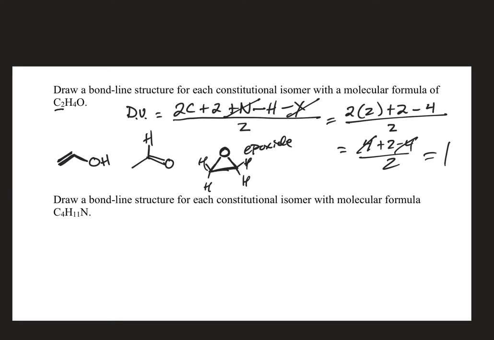All right, next we have: draw a bond line structure for each constitutional isomer with molecular formula C4H11N. So for this, we have 2 times the number of carbons plus 2 plus nitrogen minus hydrogens, and then we don't need to include the halogens. So we get 8 plus 2, and we have obviously 1 nitrogen.